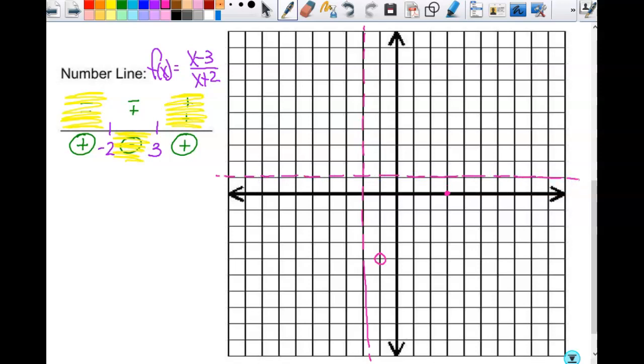And then what was my y-intercept? 0, -3 halves? Okay, so it's like -1.5. Okay, so do y'all agree with all that? Okay.